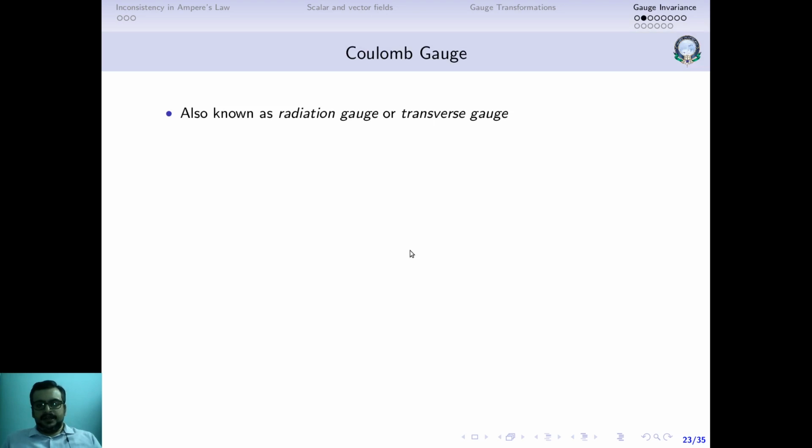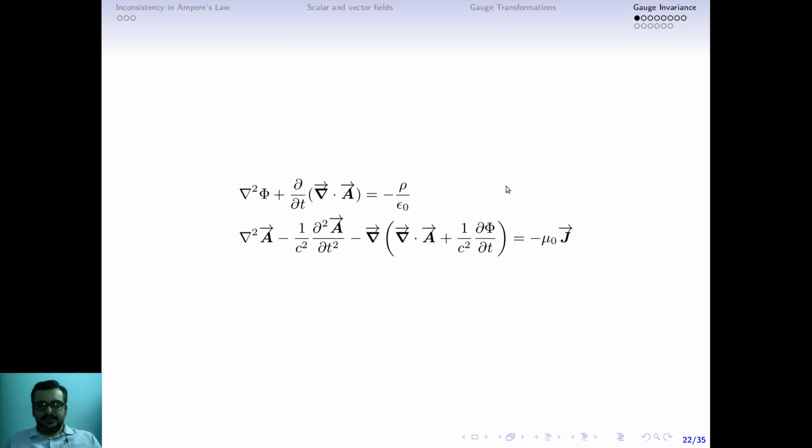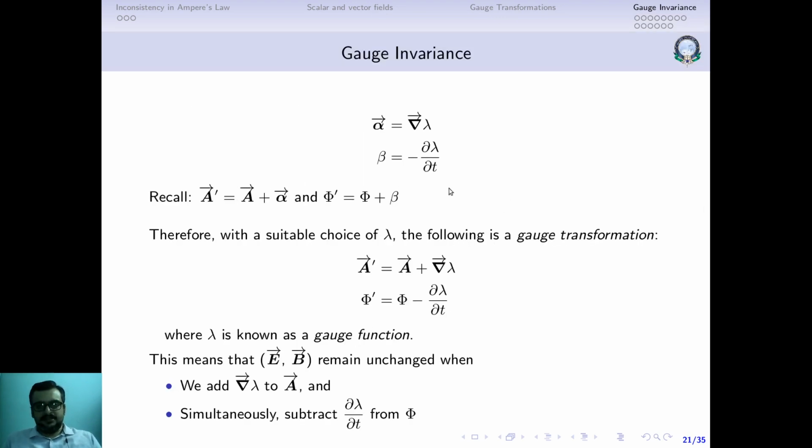Now we come to a specific type of gauge, which is known as the Coulomb gauge. This Coulomb gauge is also known as the radiation gauge, or the transverse gauge. We'll see why it is called that in a short while. So in the Coulomb gauge, what do we do? Everything depends on what kind of gauge transformation we choose. The parameter that governs the gauge transformation is λ, so everything depends on choosing λ wisely. A particular specific choice of λ will give us what is known as the Coulomb gauge. Another specific choice of λ will give us what is known as the Lorentz gauge.